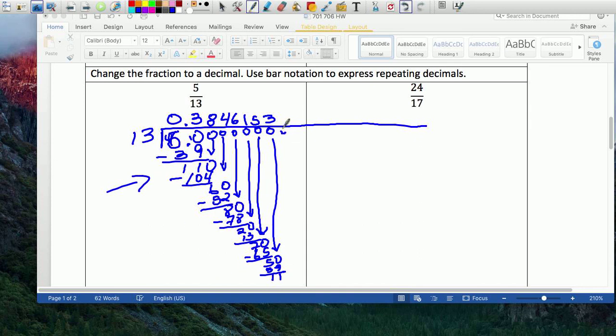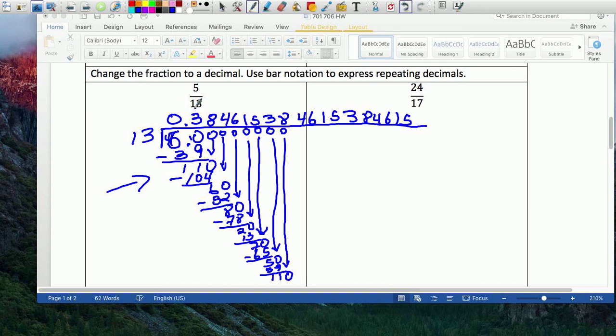If I bring another 0 down, 13 is going to go into 110 how many times? 8 times. So notice what's repeating. So the 3, 8, 4. So this next number is going to be a 4. Next number is going to be a 6, a 5, a 1, and a 5. And then it's going to be a 3, 8, 4, 6, 1, 5.